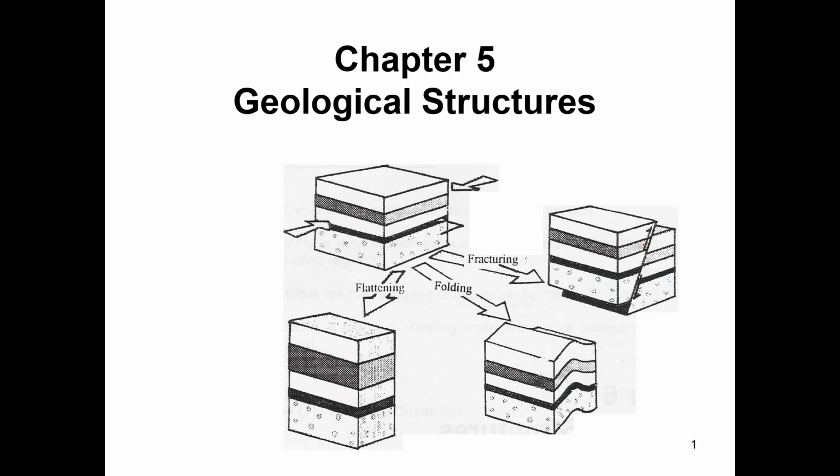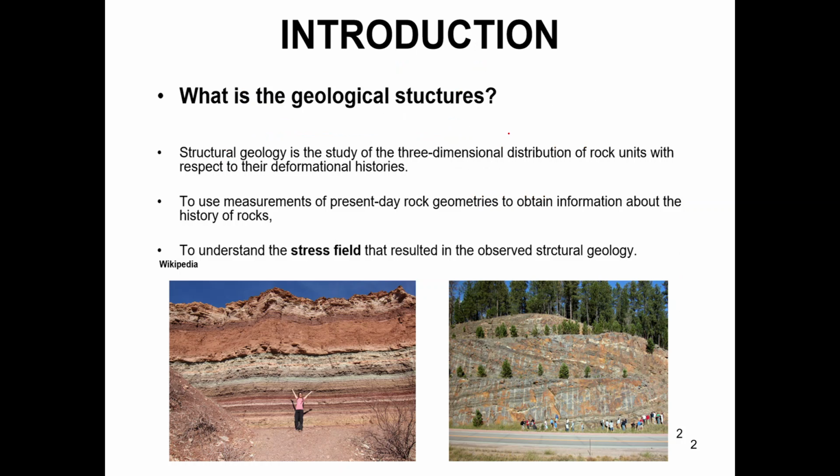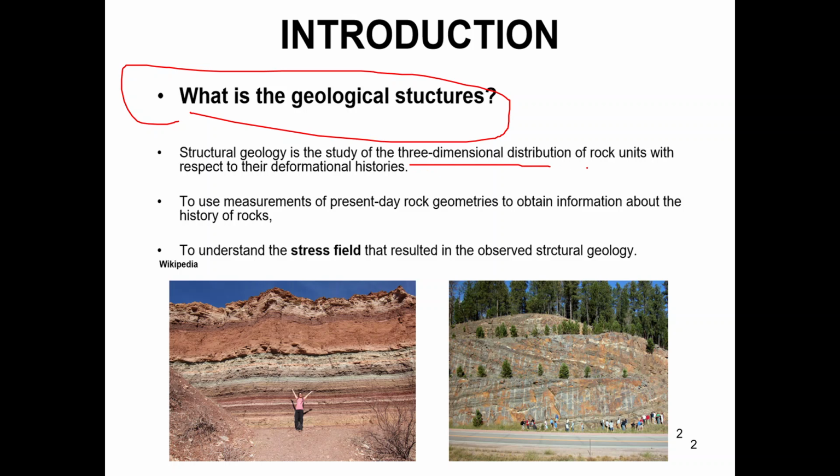We are in chapter number 5, Geological Structure. What is geological structure? Geological structure is the study of the three-dimensional distribution of rock with respect to their deformation history. Deformation history means that this is a study about how these rocks change throughout the geological time scale.